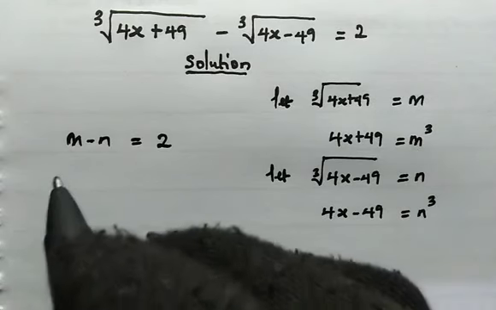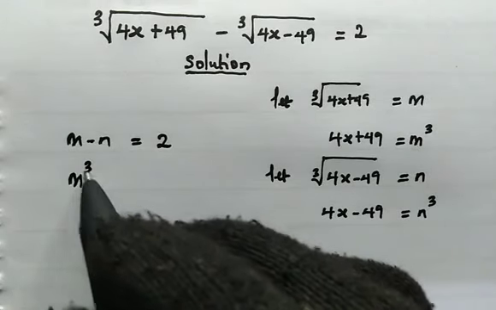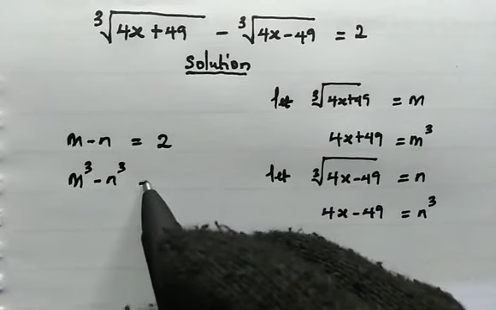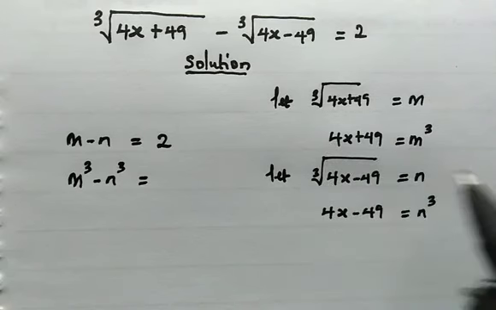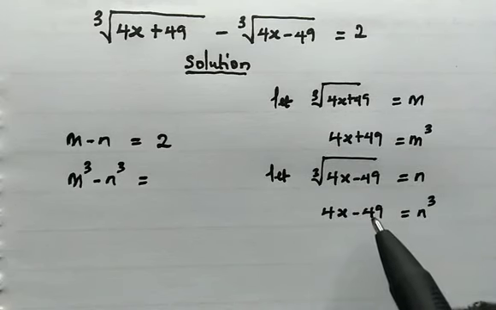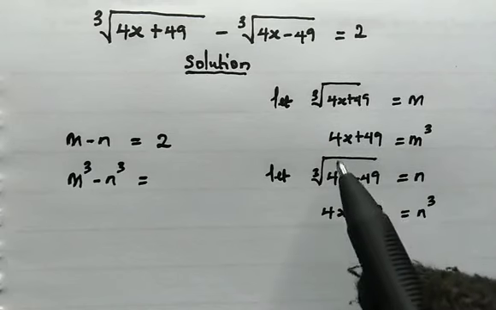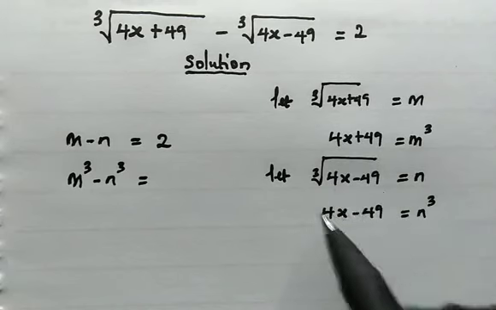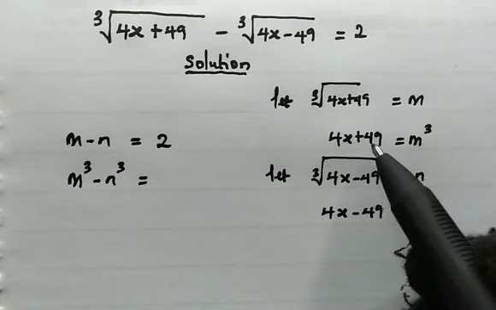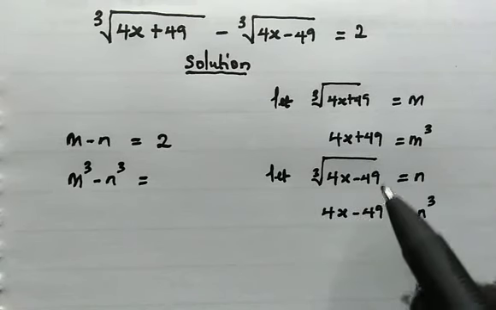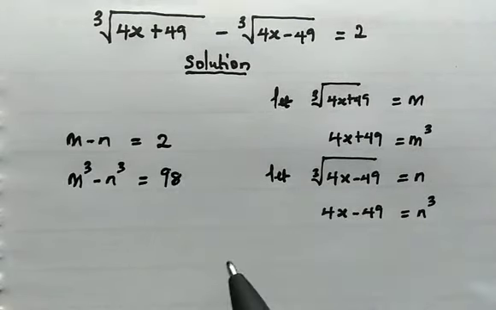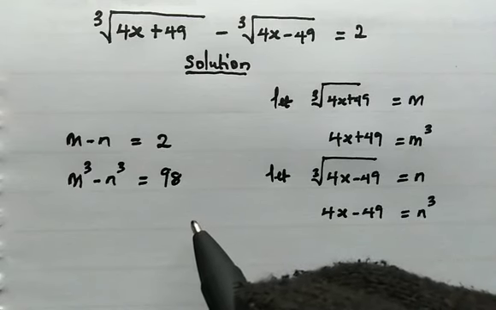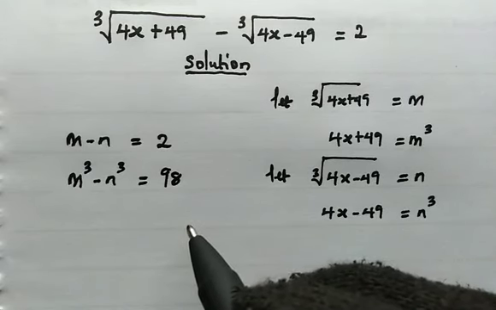And again, we have another equation, m cubed minus n cubed. This will be equal to, remember, m cubed is equal to 4x plus 49 and n cubed is equal to 4x minus 49. Now, when you subtract this from this, we have 4x minus 4x cancel out to be 0, right? And from here, 49 minus negative 49, same as 49 plus 49, and that will give us 98, right? Okay, now we can see that we have derived two equations, right?